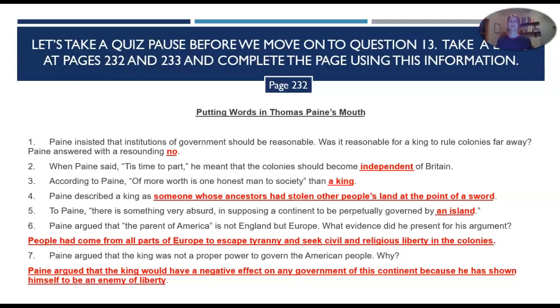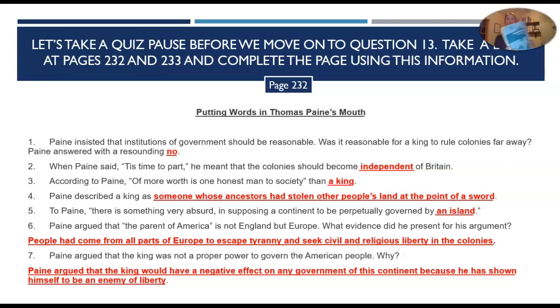Okay, so we're going to take a quick pause. That says a quiz pause. Sorry about that. It should be a quick pause before we move on to question number 13. So you can take a look at pages 232 and 233 in your student guide. These are questions that are in there. You can fill them in.